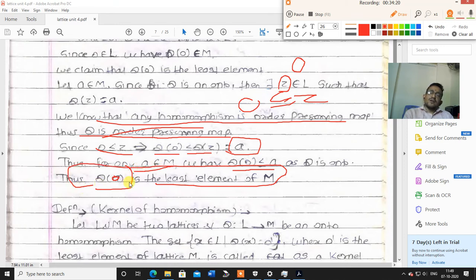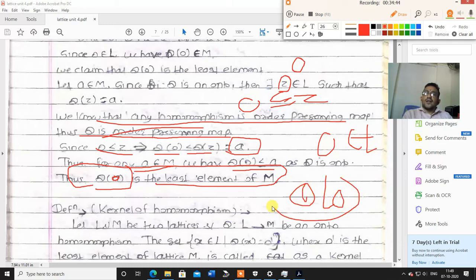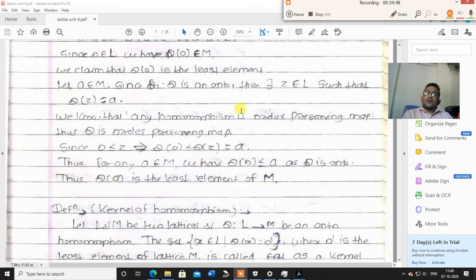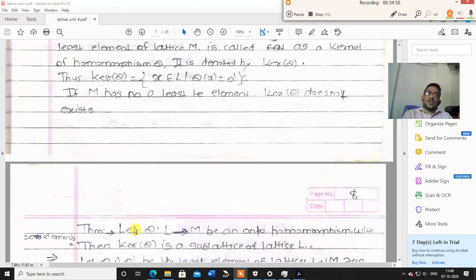Okay, so this is an example: if theta is an onto homomorphism and if L has a least element, then M also has a least element. If theta is an onto homomorphism and 0 is the least element in lattice L, then theta of 0 is the least element in lattice M. Which is important here. And then we define the kernel of homomorphism.